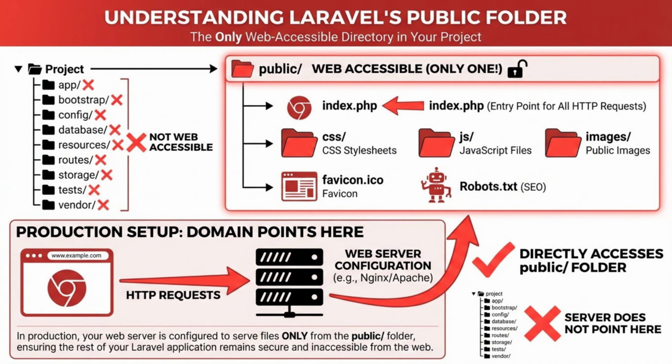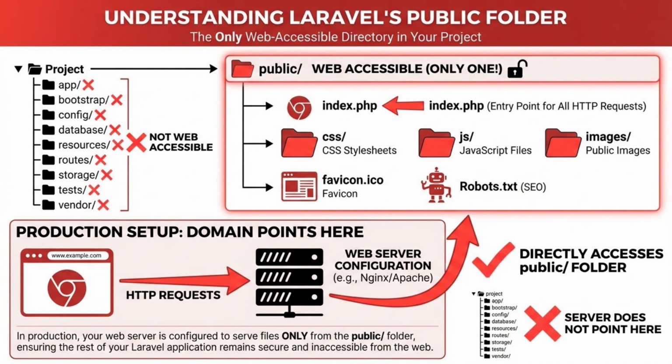Inside the public directory, Laravel stores only the files that the browser should be allowed to load. The most important one is index.php, which acts as the entry point for your entire application. No matter which route a user visits, the request always begins here. Laravel uses this file to boot the framework, load necessary classes, and forward the request into the routing system. Along with index.php, the public folder contains your CSS files, JavaScript files, and public images, essentially anything the browser needs to display your front end. It also includes the favicon and the robots.txt file, which helps search engines understand how they should crawl your site.